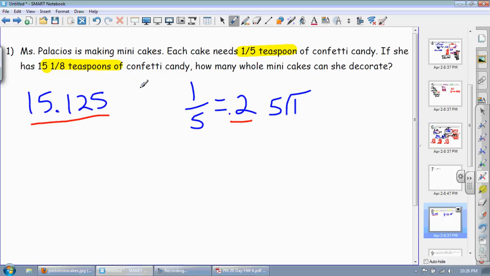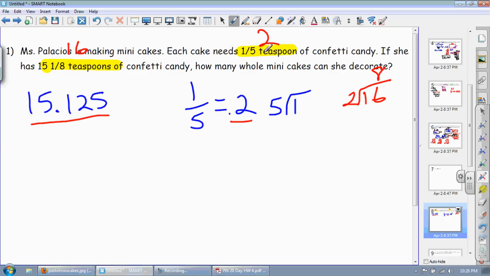And so if you don't even like decimals, you can think, well, what if I just put in some random whole numbers and try to solve the same problem? Let's say that was 2 and that was 16. So if it takes 2 teaspoons for each cake, how many cakes could you make with 16? Well, you'd say that's 8, because you could do 16 divided by 2, which equals 8, which is correct.